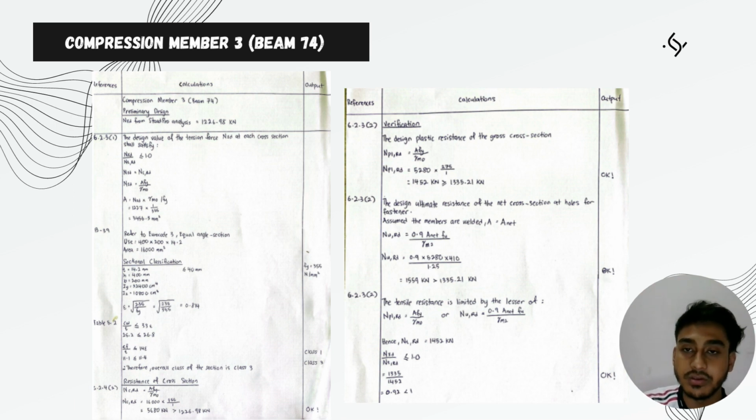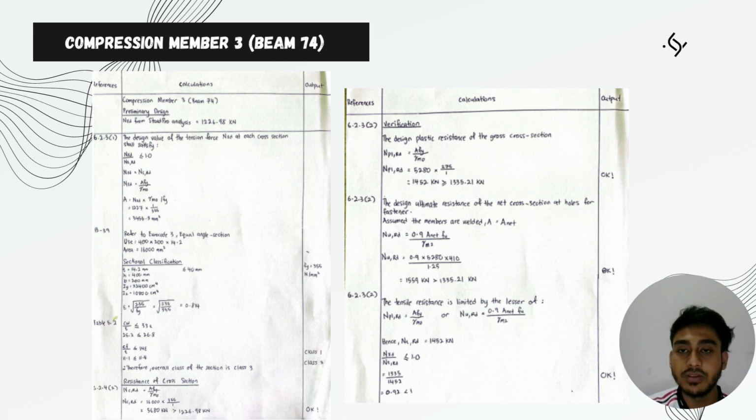Then verification. The design plastic resistance of the gross cross section, NPLRD. So we get the result. The NPLRD is 1482 kilonewton. So the result is more than 135.21 kilonewton. Because this value is bigger, the result is okay.